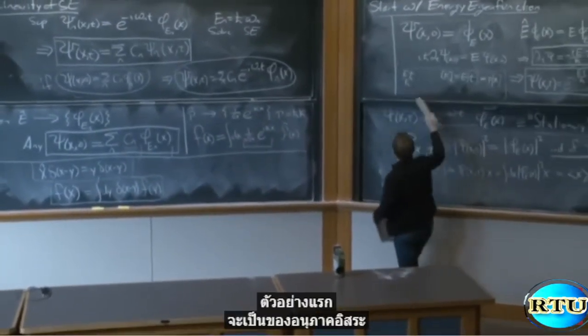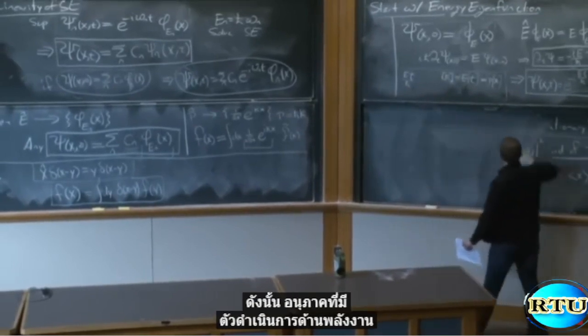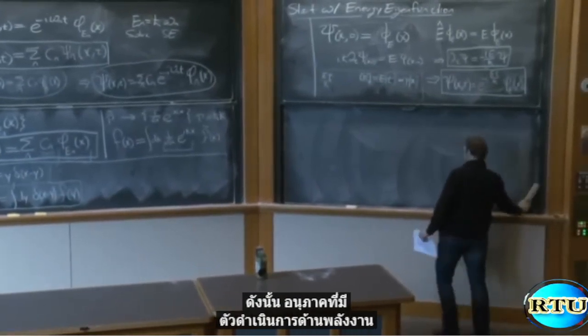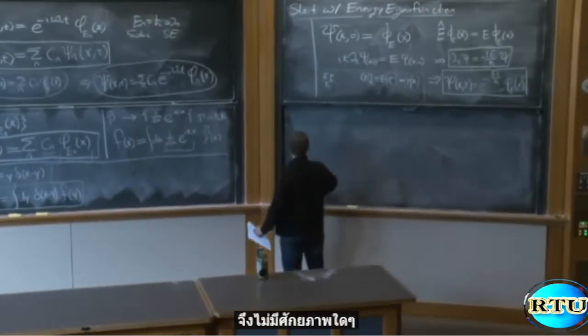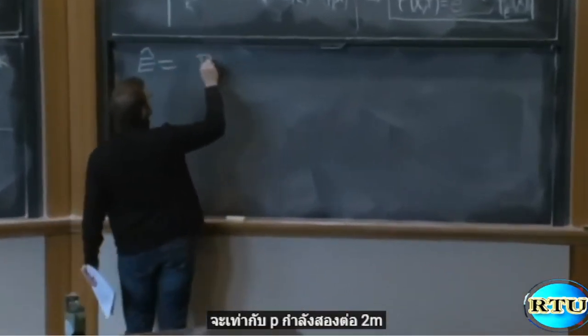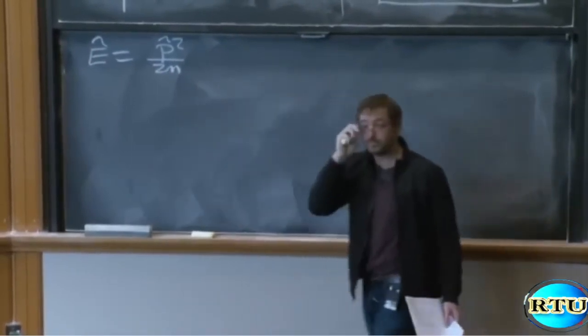I can leave this up. So our first example is going to be for the free particle. A particle whose energy operator has no potential whatsoever. So the energy operator is going to be just equal to p squared upon 2m, kinetic energy. Yeah?